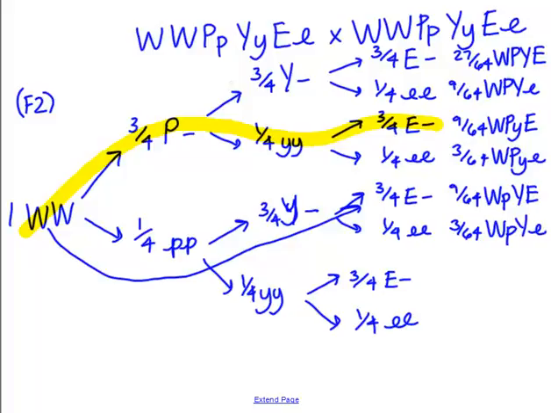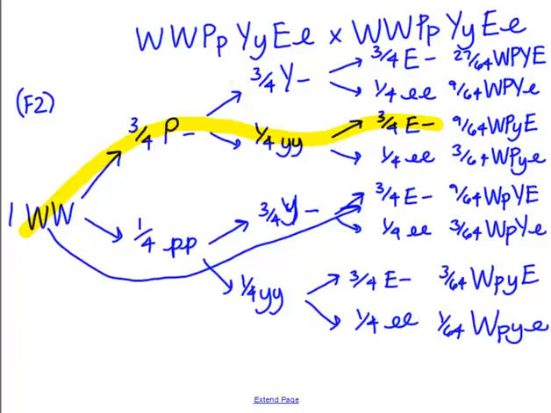And finally, we're down to our last two here. So you have 1 times 1/4 times 1/4 times 3/4. So that's 3/64. Big W, little p, little y, big E. And then finally, this is the last one, 1 times 1/4, 1/4, 1/4. That's 1/64. Big W, little p, little y, little e. Let me just double check we did all of them.